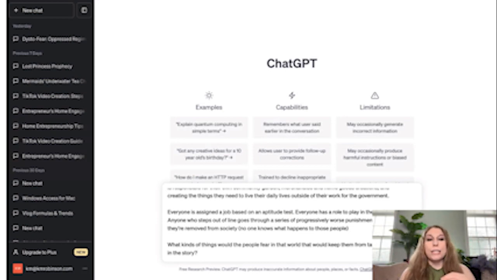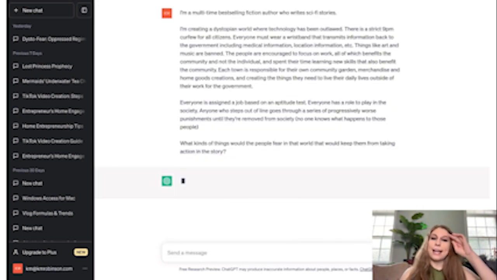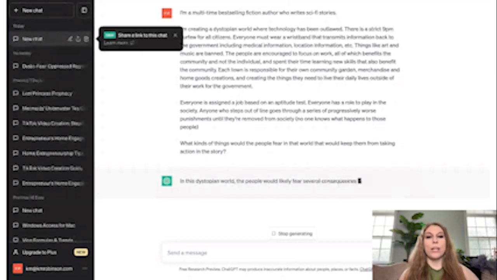Now, I could be more specific on this. I could say, what would keep them from taking action against the government? What would keep them from fleeing the country? What would give them pause when taking action about X, Y, and Z? But I didn't. I left it a little blank and a little vague so that we can see what it comes up with. We're going to go ahead and let it think about this for a second. And as it does, we are going to kind of go through some of these bullet points.